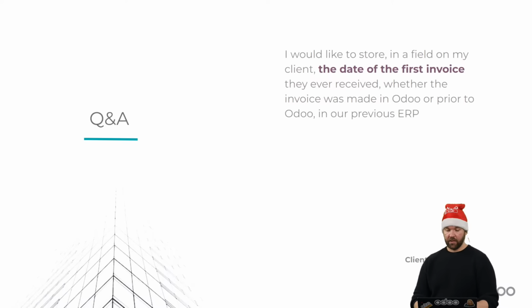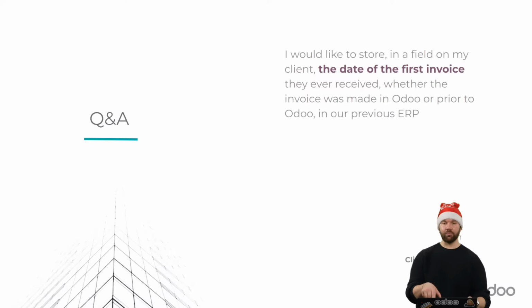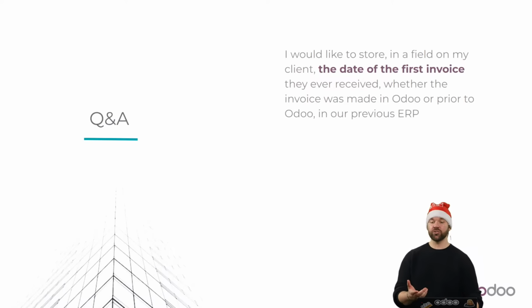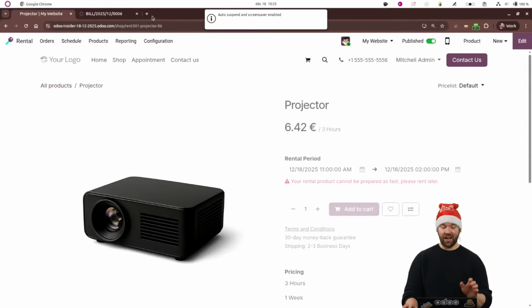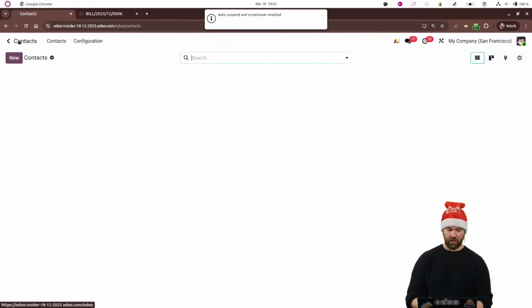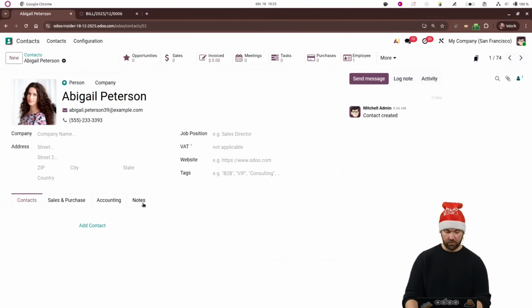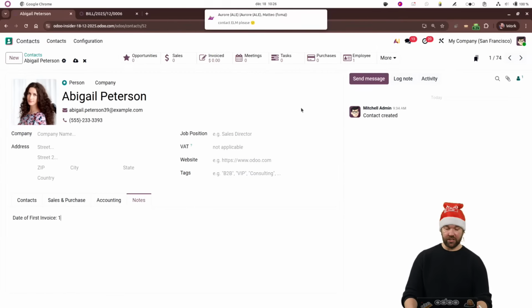Not sure. Now, it says in a field. Does it say where, what kind of field? The answer to how this information, or where I put this, would depend completely on the answer of how you use this information. Because if it's just to have it, contacts, Abigail, notes, date of first invoice, blah. There, it's done. Now, do you need a custom field for it specifically?